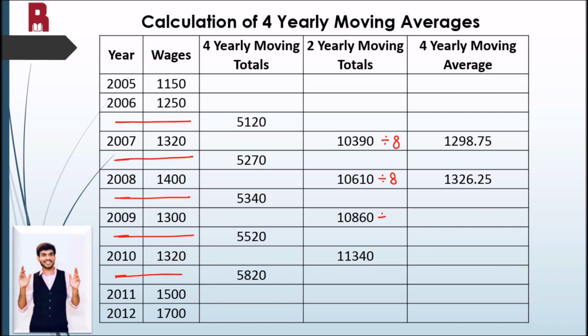Next, 10,860 divided by 8, the answer comes to 1357.50. And finally 11,340 divided by 8, the answer is 1417.50. And here we have our 4 yearly moving averages.